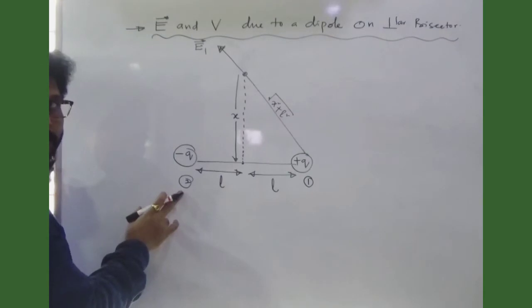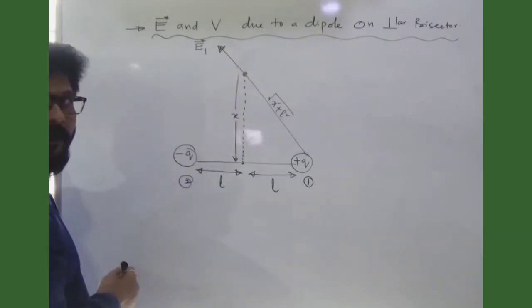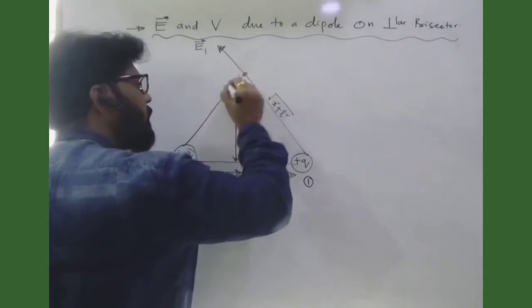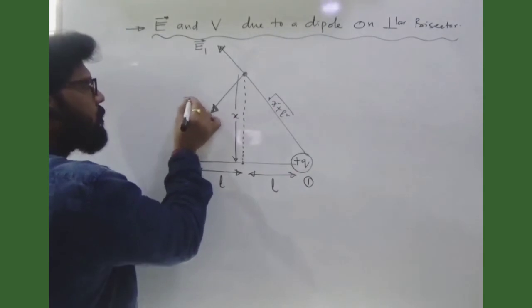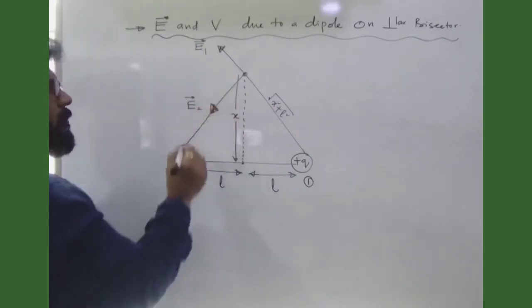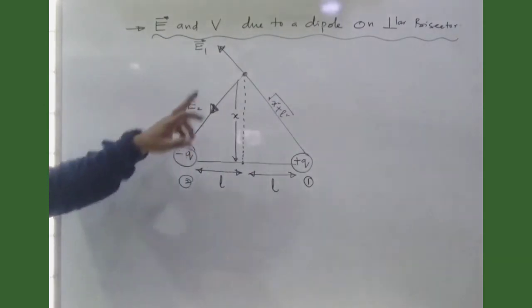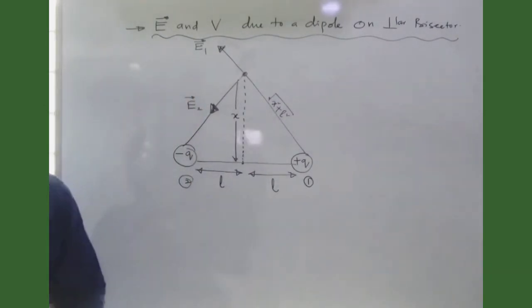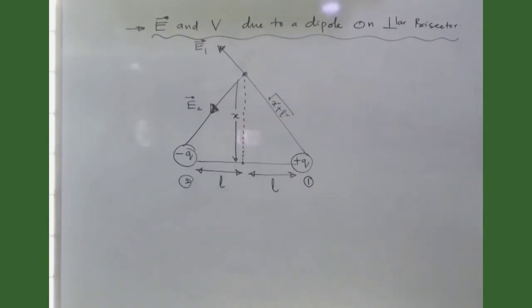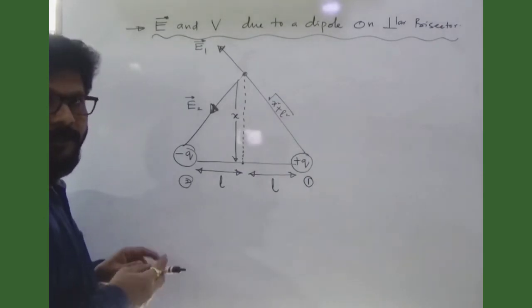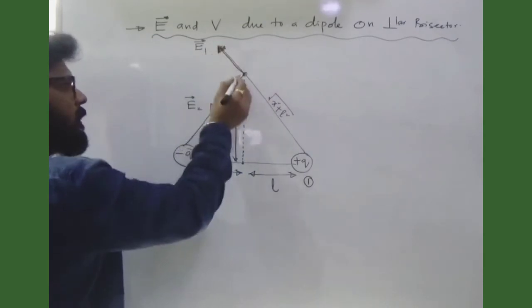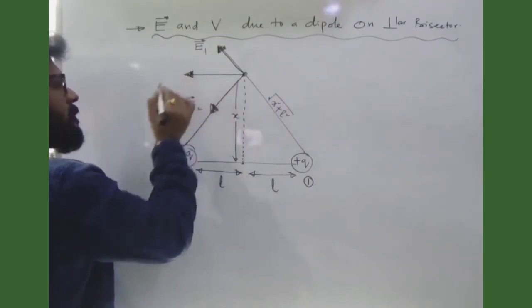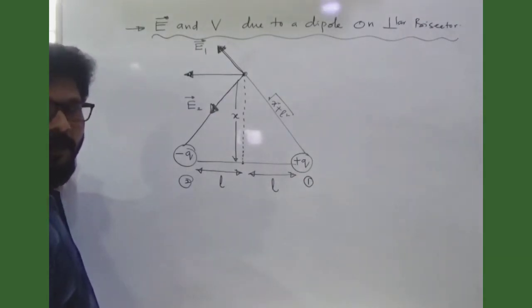Next E2: away or towards? Towards. So I draw a line like this, towards the negative charge. This is E2. So E1 and E2. Is it clear? Now we want to calculate the resultant. As they make a certain angle theta, and start from the same point, the resultant can be obtained by the diagonal passing through the same point, by the parallelogram of vector addition.